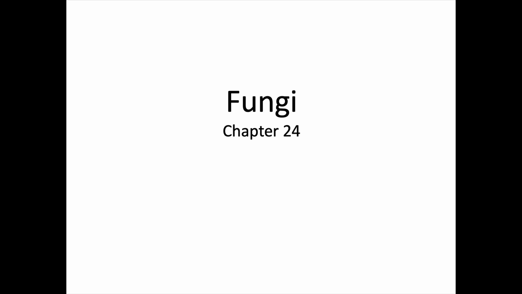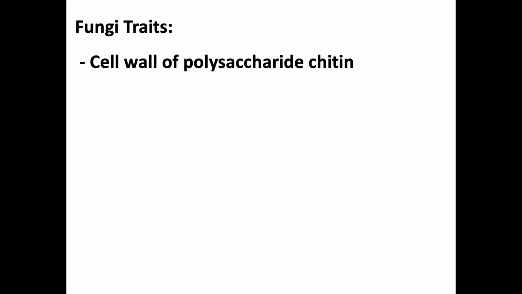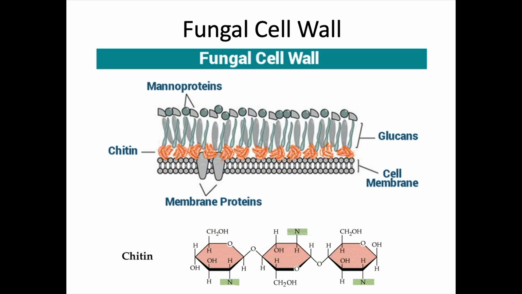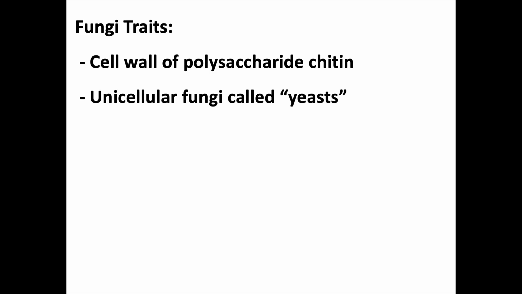So let's start by looking at some of the characteristics, some of the traits that we can associate with fungi. Fungi have a cell wall, but importantly, not peptidoglycan, that was a bacteria thing. Fungi have a cell wall made of a polysaccharide called chitin. There's other stuff that's part of the cell wall, but the important thing is this polysaccharide chitin, just connected sugars, a classic polysaccharide. But yeah, this chitin is associated with the fungal cell wall.